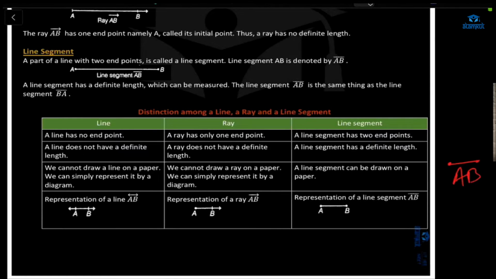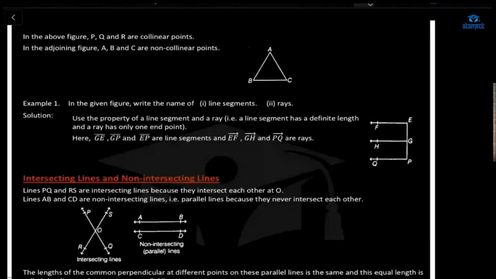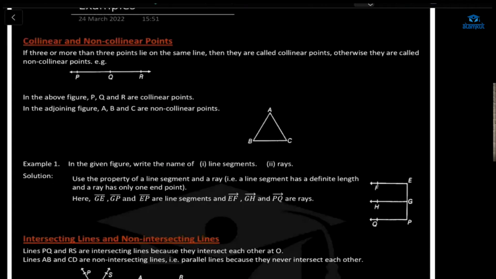Understood? Now we are going to discuss angles, and collinear and non-collinear points. Collinear points means three or more points that lie on a straight line. If they do not lie on a straight line, they are non-collinear; they are scattered.